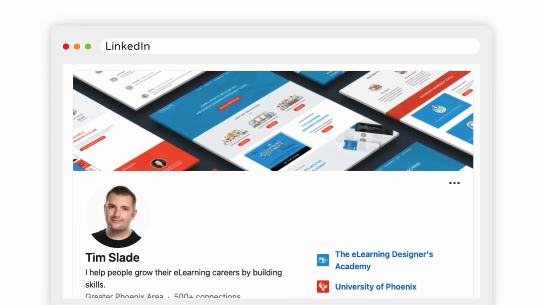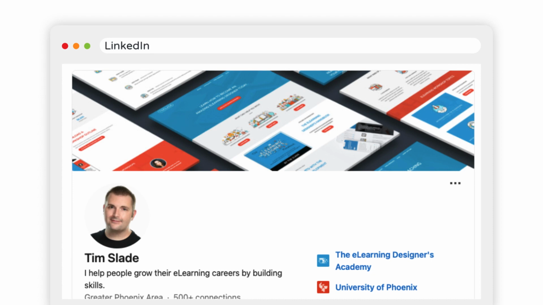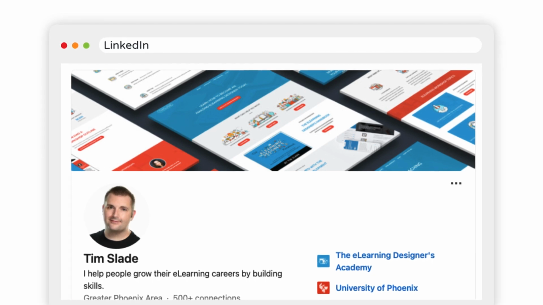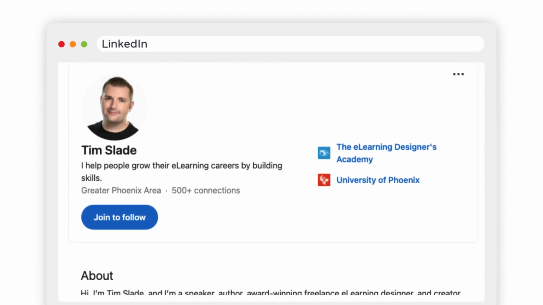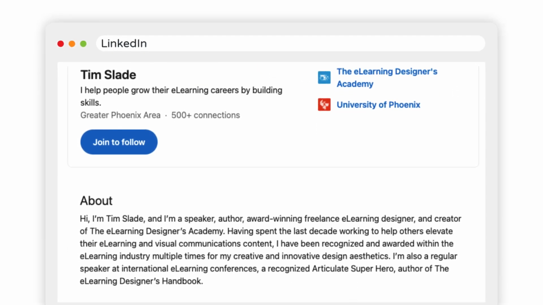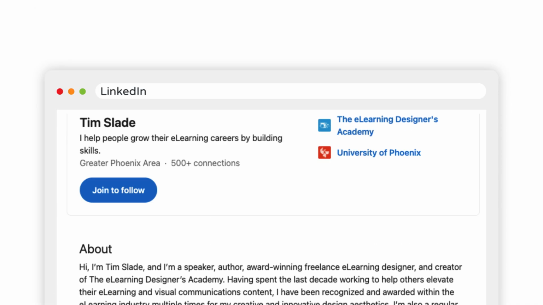And so what you want to do is make sure you have a profile that includes a high quality photo of yourself, along with a banner image that showcases your personality and ideally aligns visually with the look and feel of your portfolio. And of course, you want to carefully write a headline and a summary that uses keywords related to the types of e-learning or instructional design jobs you're looking to be hired for.